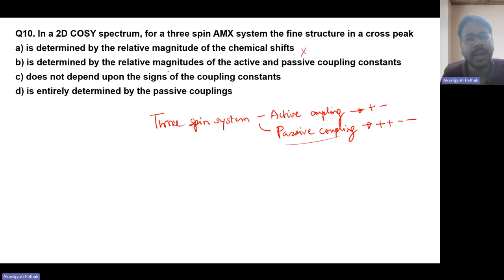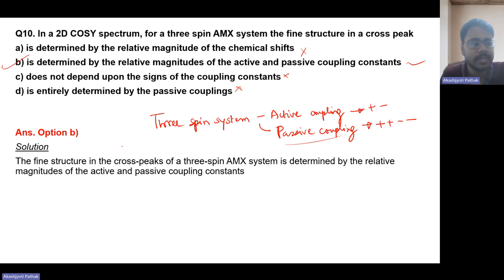The second option, determined by the relative magnitude of the active and passive coupling constants, is true. In a three-spin AMX system, you always have to consider the relative magnitude of the active and passive coupling constants. The next option, that it does not depend upon the sign of the coupling constant, is also false. We just solved this: it will depend upon the sign of this A component and the sign of this B component, and if we multiply them we find the sign of the spectra. And the last option, entirely determined by the passive coupling, is also false. So the correct answer is option B. The fine structure in the cross peak of a three-spin AMX system is determined by the relative magnitude of the active and passive coupling constants.